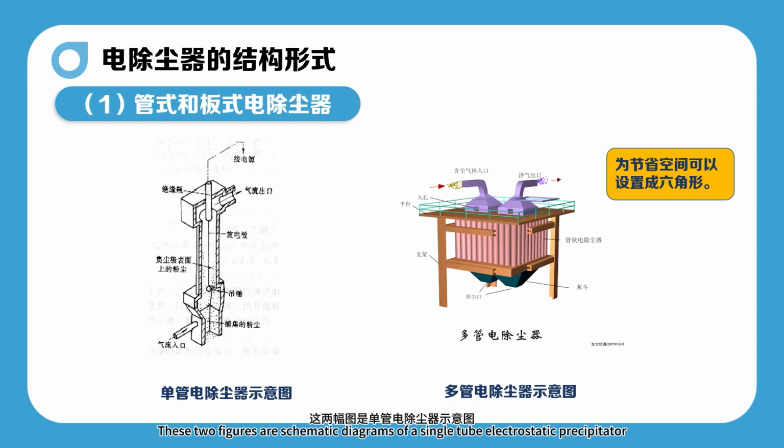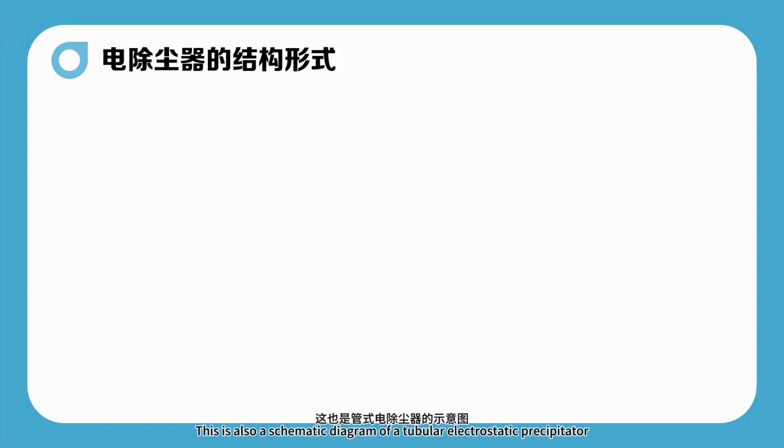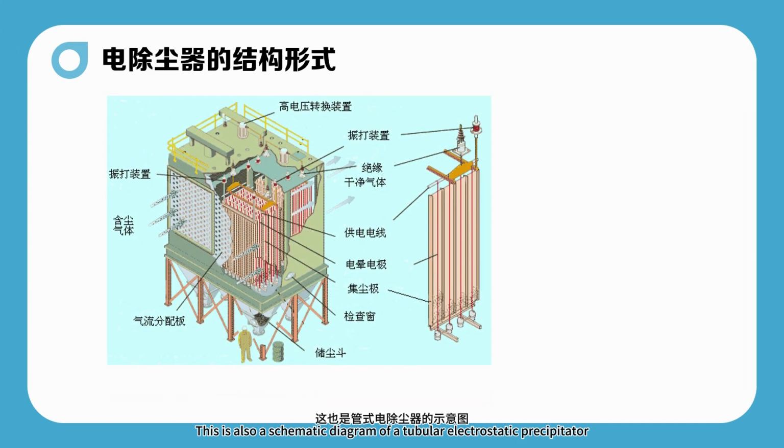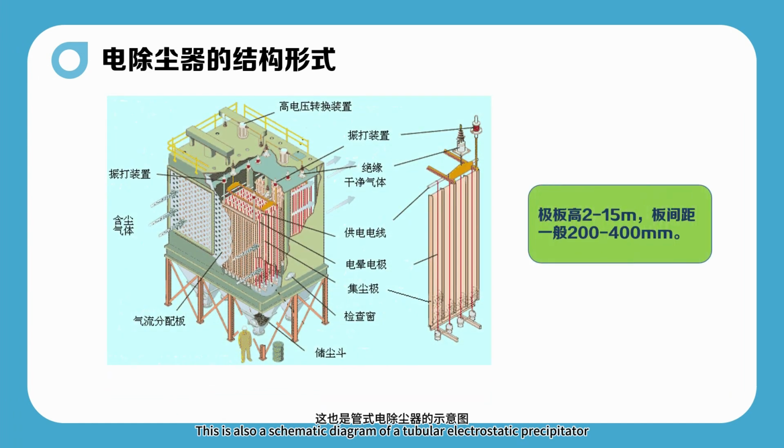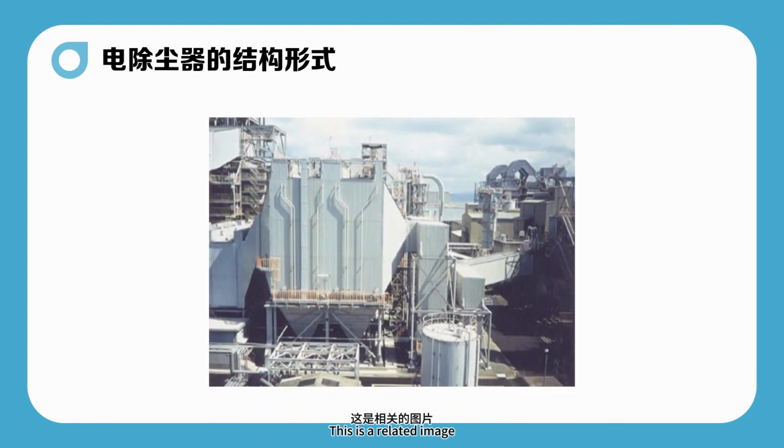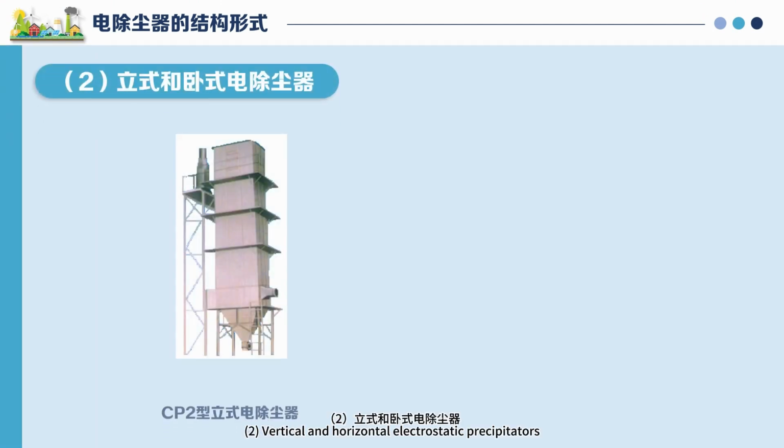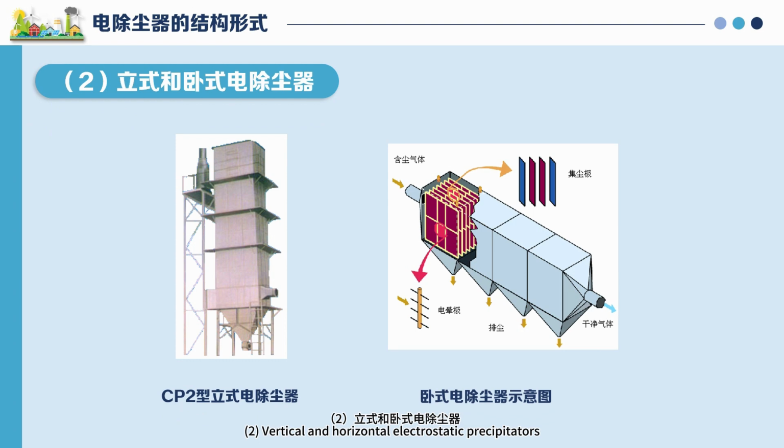These two figures are schematic diagrams of a single tube electrostatic precipitator. Schematic diagram of a multi-tube dust collector. This is also a schematic diagram of a tubular electrostatic precipitator. This is a related image. 2. Vertical and horizontal electrostatic precipitators. Everyone can take a look.